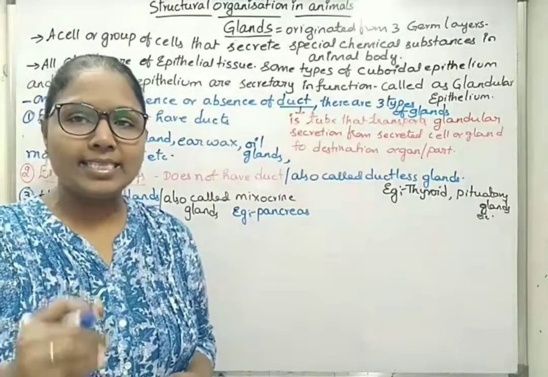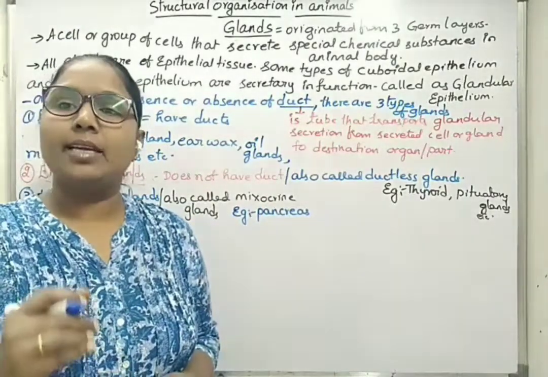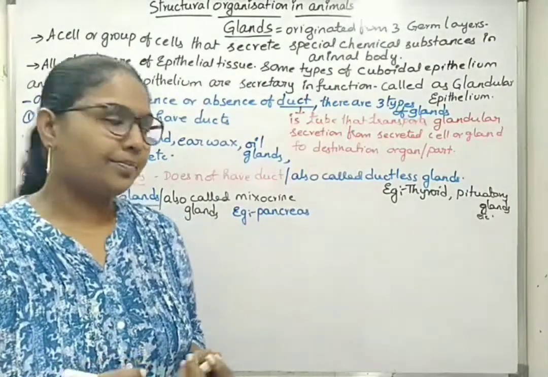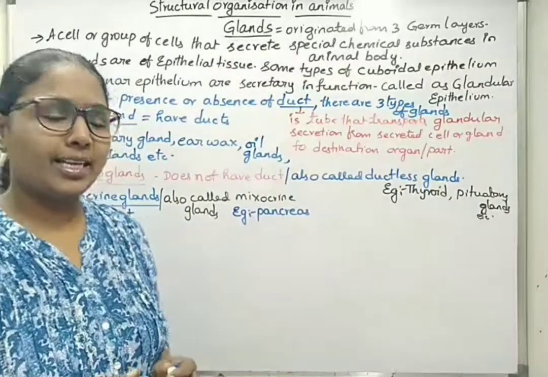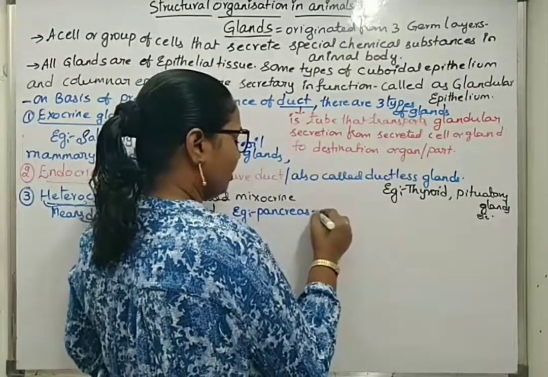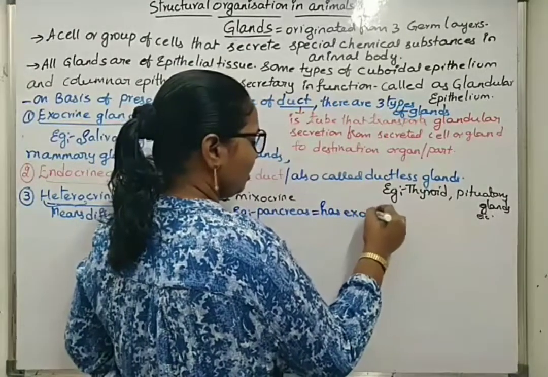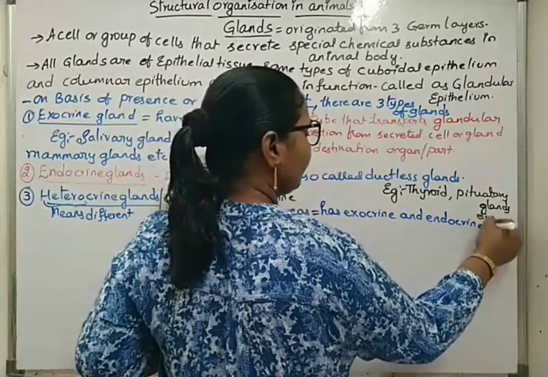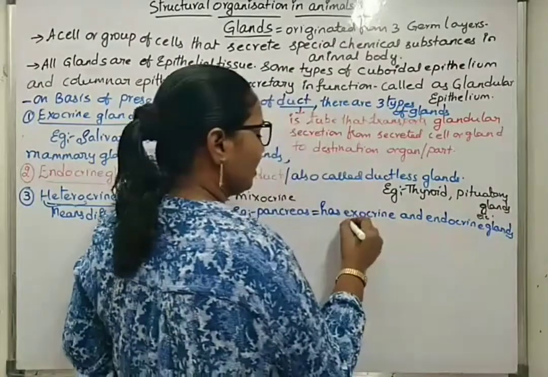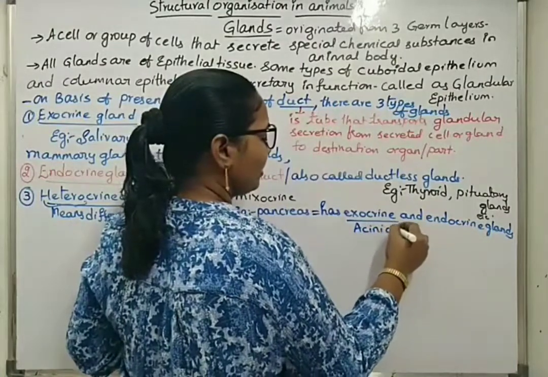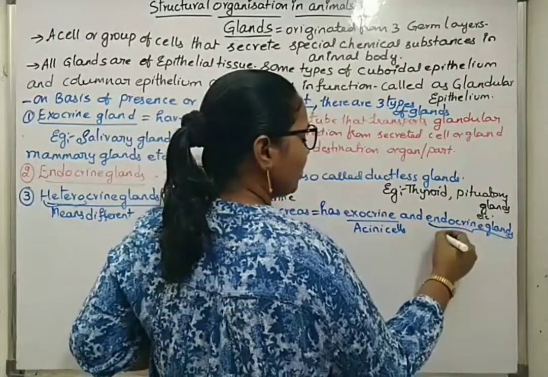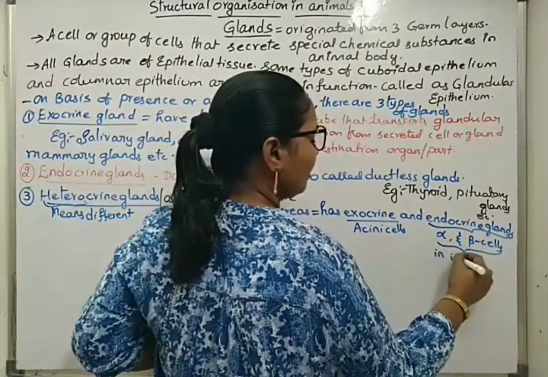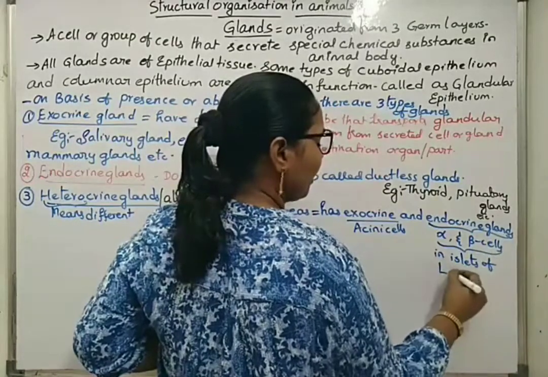Exocrine glands are acini cells or acini glands. Endocrine glands are alpha cells and beta cells, and these types of cells are present in the islets of Langerhans. So it has exocrine and endocrine glands: exocrine are acini cells, endocrine are alpha and beta cells in islets of Langerhans.